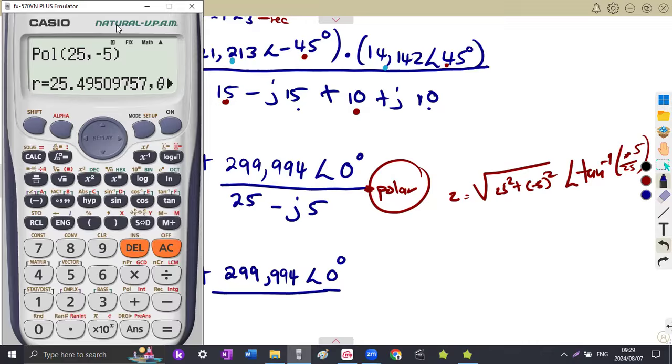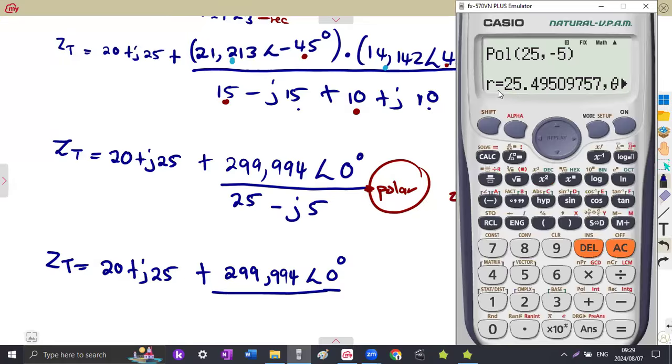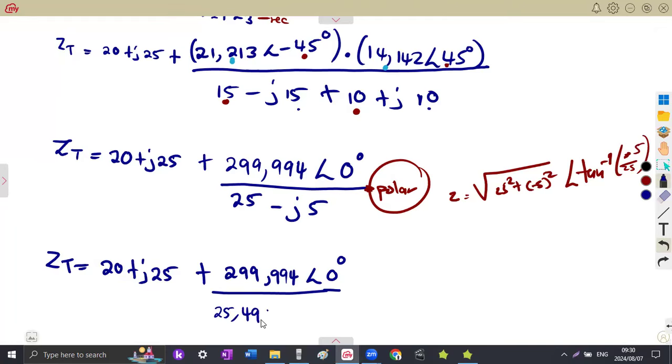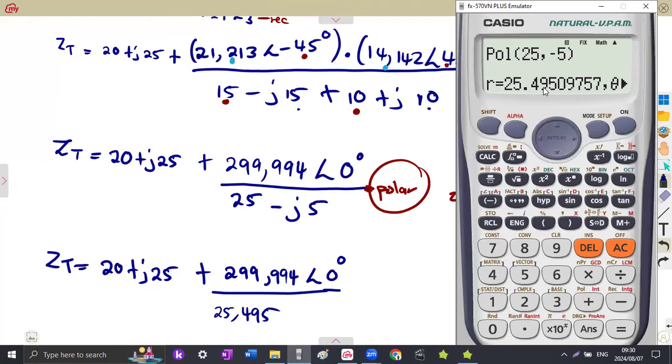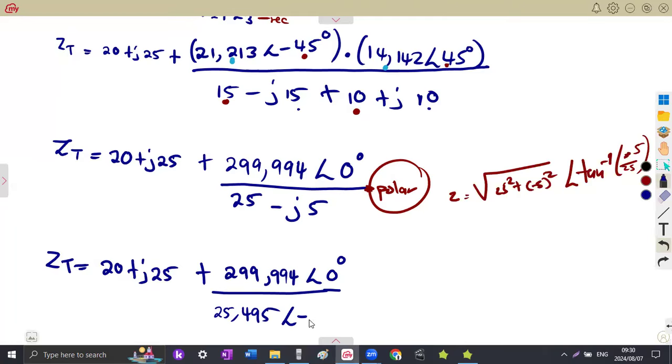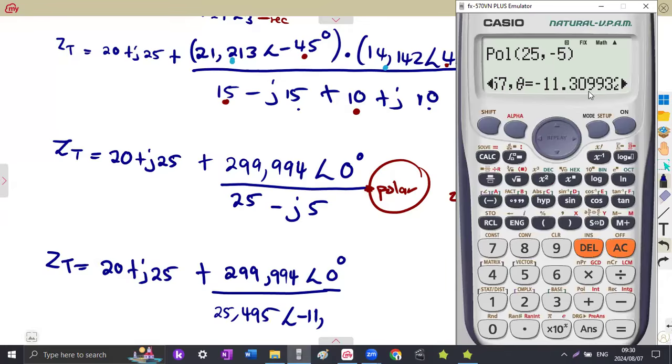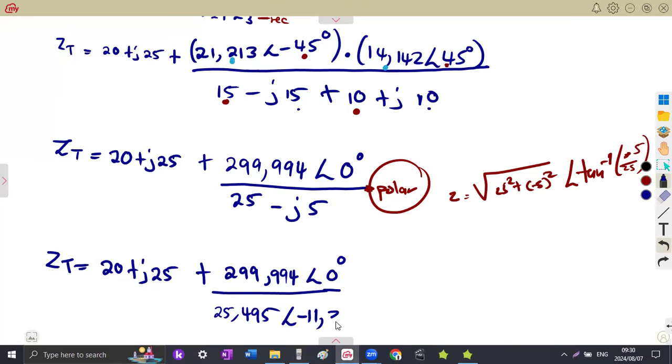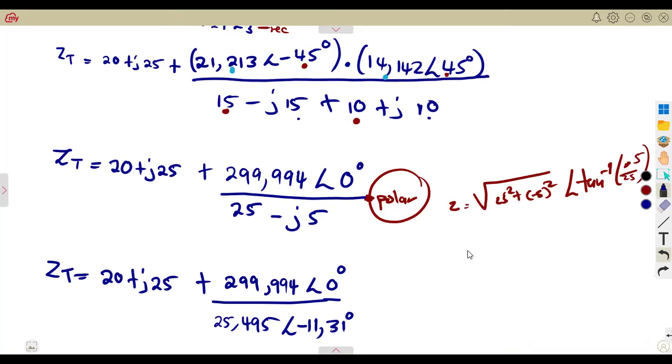We are going to obtain 25.495. So our R there is 25.495. Then the angle, our theta is minus 11.31. So this one was going to change and round off there. It was going to be 31 there. So take note, you are given R and theta at the same time. Using your calculator, you're going to have the same thing.